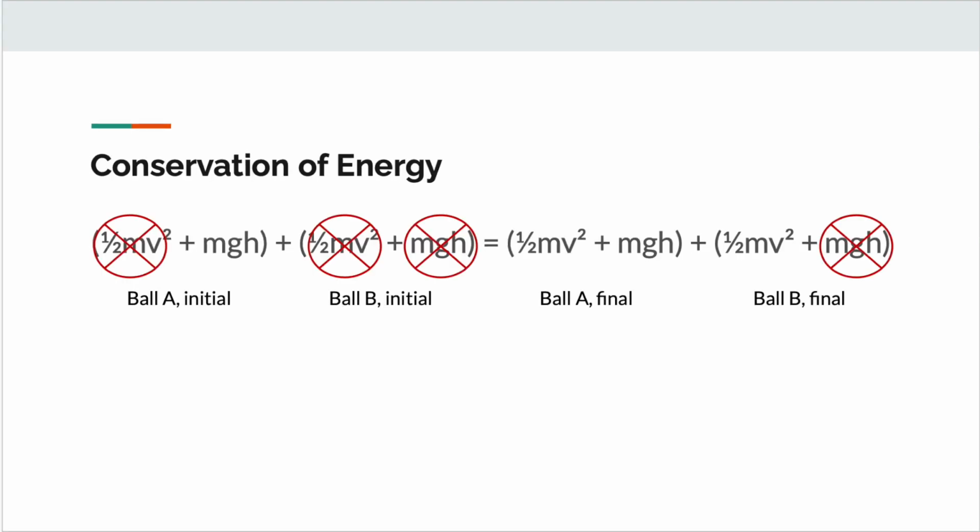Because both balls are stationary to begin, neither will have any kinetic energy, and because ball B is on the ground, it will have no potential energy at any point.